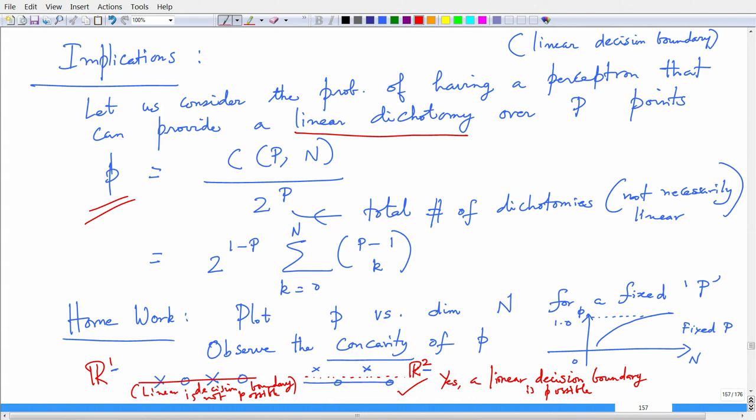Okay, so this is an important implication. What it means is, we can go to higher dimensions and there should exist a linear dichotomy over those p points towards pattern separability.